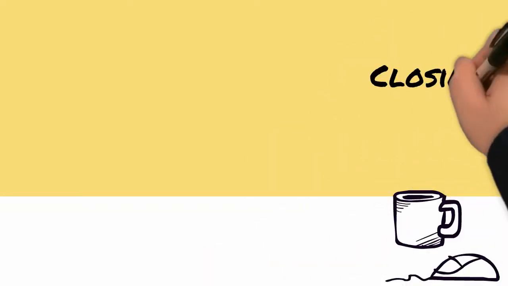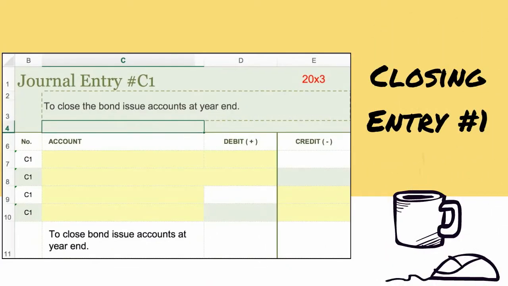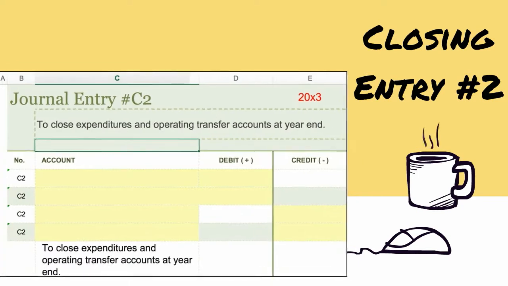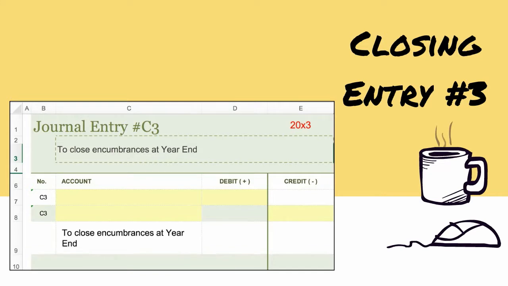Closing entry number 1 is to close the bond issue accounts at year end. This is a 4-line closing entry. Likewise, closing entry number 2 is to close the expenditure and operating transfer accounts at year end. This is a 4-line closing entry. The final entry for 2000X3, the closing entry number 3, is to close encumbrances at year end. Note that this is a 2-line entry.